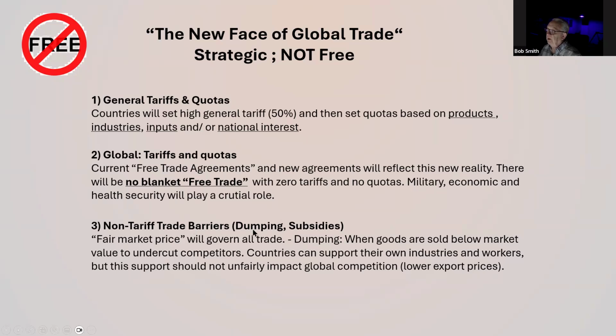Now, non-tariff trade barriers, basically dumping, is the fair market price will govern all trade. And dumping, well, almost everybody understands that, is when goods are sold below market value to undercut competitors. There are 2 or 3 different ways to calculate that under the World Trade Organization. It can be internal to the country. It can be a third country that they're looking at, and so forth. But they're pretty lax in enforcing this dumping piece and the calculation.